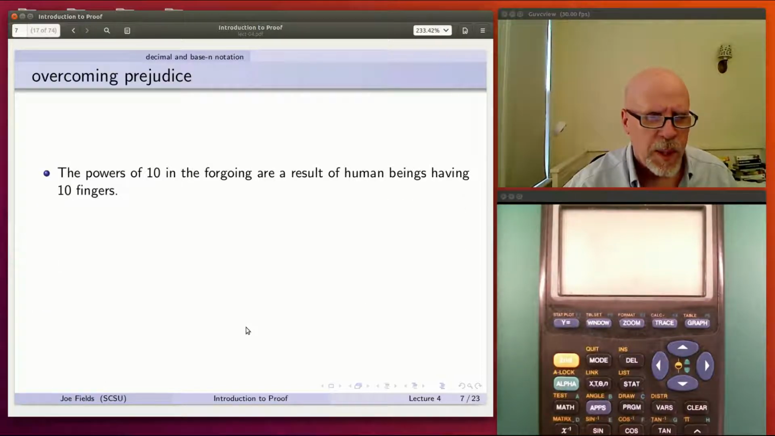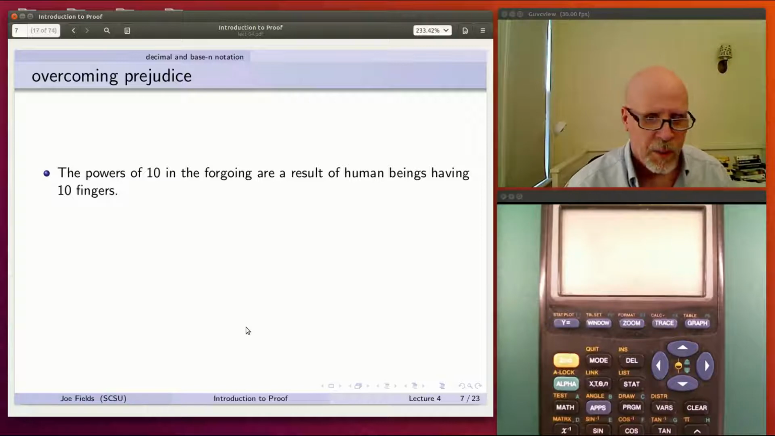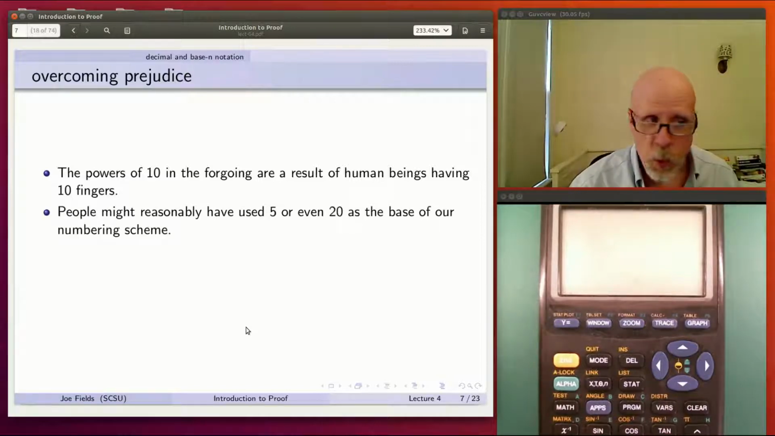Now, think about this. Powers of 10 are there because of these things, right? We started out counting on our fingers, and we've been stuck that way. People could very reasonably have used base 5 instead of base 10. And, you know, if you're not wearing shoes, base 20 makes sense. And people really did invent numbers long before they invented shoes. So it's possible we could have done base 20.